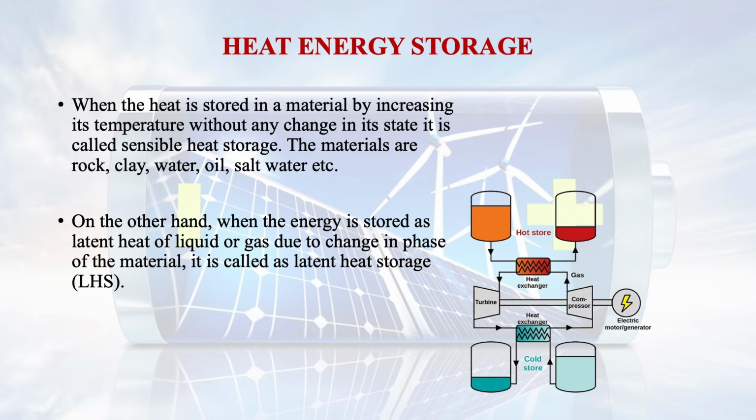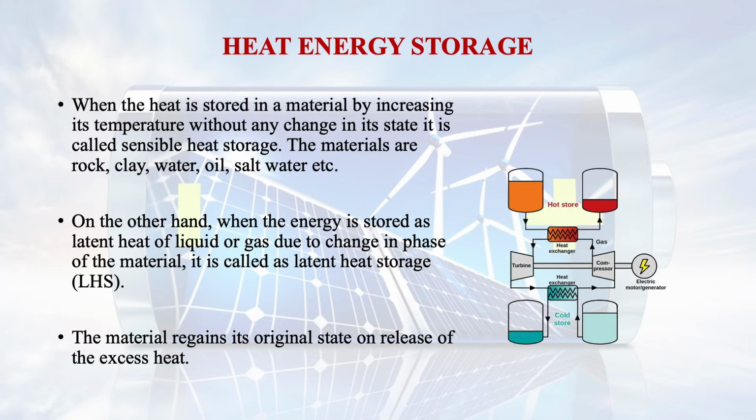etc. On the other hand, we now use another system called latent heat storage. In this system, energy is stored as latent heat of a liquid or gas due to a change in phase of the material. In this latent heat storage, we use a material which regains its original state on release of the excess heat. So the conversion of water or ice to liquid and back to solid, and the conversion of water to steam and back to water, are examples of latent heat storage.